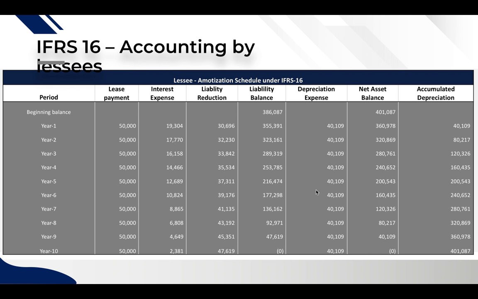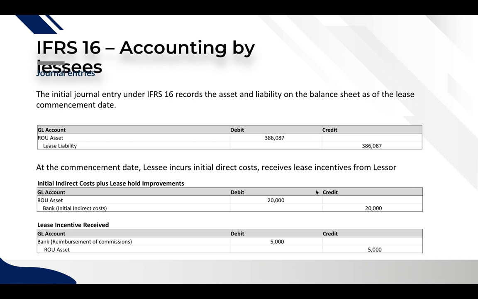On the depreciation side, the beginning balance is 401,087 and the asset is depreciated over a period of 10 years on an SLM basis. So the depreciation is 40,109 per annum, and in year 10 the balance is zero. The net asset balance is zero. So let's look into the accounting portion.